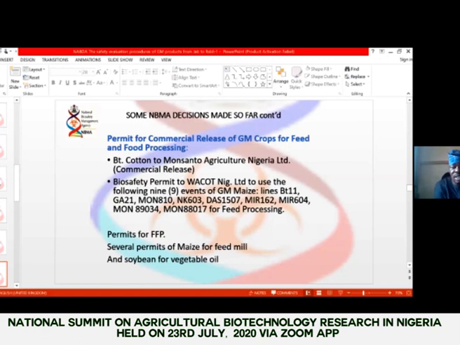And we have also granted permits for some products, basically maize and soybean. The maize is for feed processing, while that of the soybean is for vegetable oil processing.